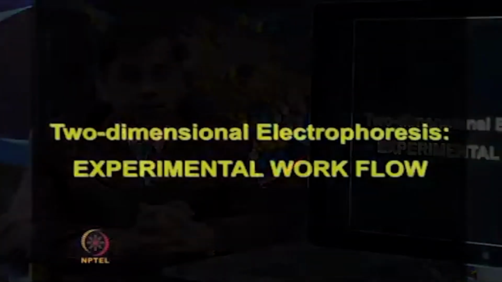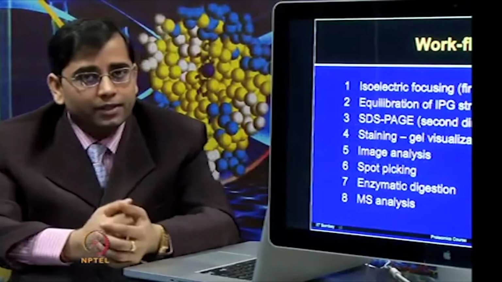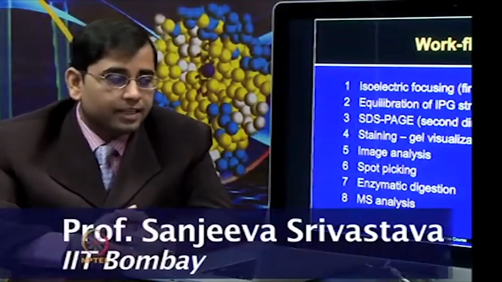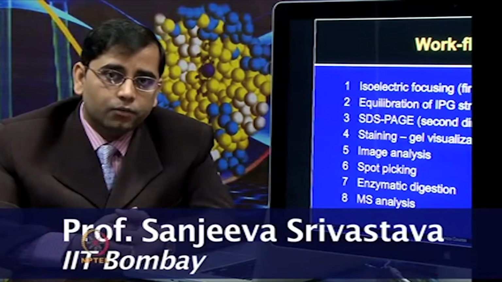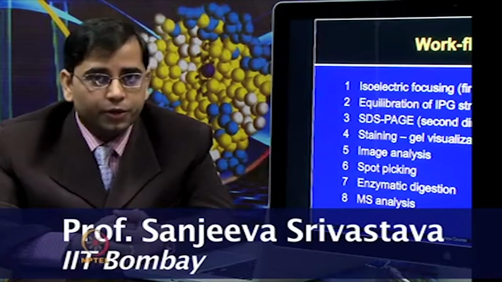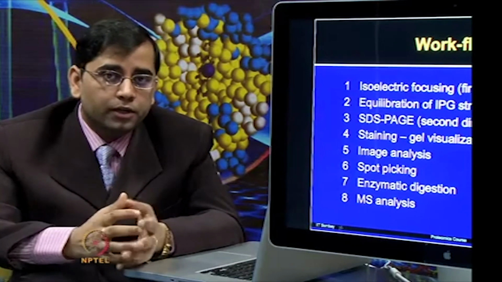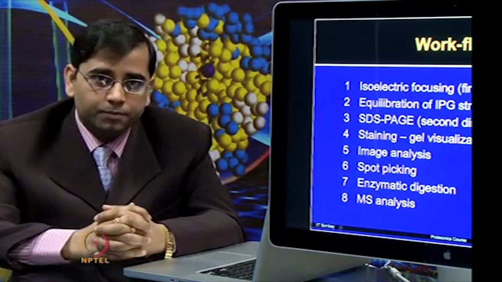So, now let us go to the detailed part of each of the processes involved in studying two-dimensional electrophoresis, the experimental workflow. There are different steps which are involved in making a good gel. The first point in that workflow is isoelectric focusing, which is the first dimension separation of the proteins based on isoelectric point. The second step is equilibration of the immobilized pH gradient strip.